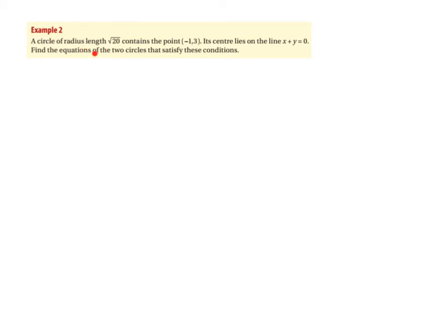It says find the equations of the 2 circles to satisfy these conditions. Okay, so a quick diagram of it. So that's what it is. There's your circle. What we have here is it contains the point 1, minus 3, so minus 1, 3, sorry.